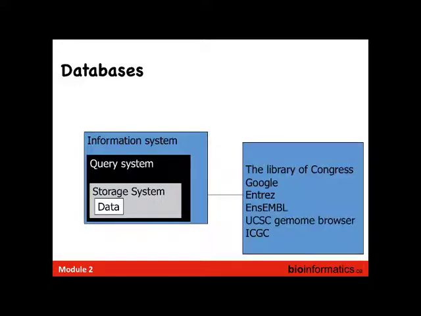And the information system, which is the big thing that we're looking at, is a relatively complicated organized database thing. One example would be the Library of Congress, Google, Entrez, which is NCBI's information system, Ensembl, which is EBI's information system and way of organizing genomes, the UCSC Genome Browser, and ICGC. You can think about the ICGC, the International Cancer Genome Consortium, which we're going to talk about today, as a relatively complicated information system that has all sorts of parts that you need to understand and follow.